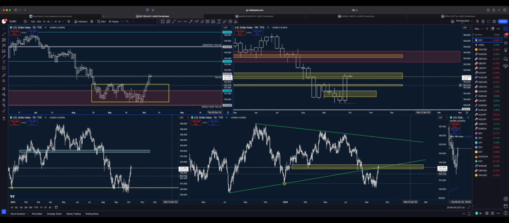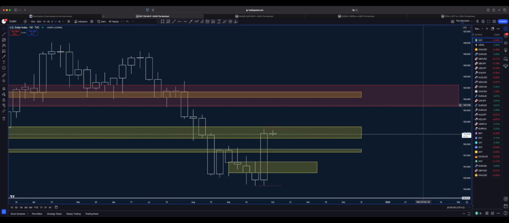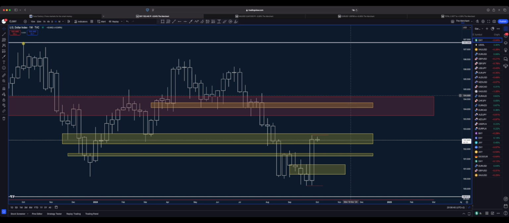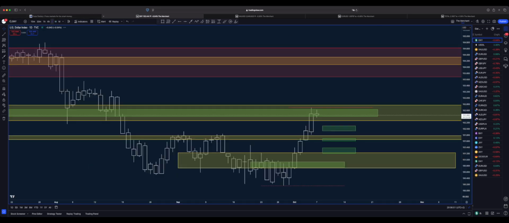Now let's move to this one. I would like to go to this one. So regarding these levels, which you see, just quickly: if the rectangle is red, it's a monthly zone. If it's yellow, it's a weekly zone. And if it's green, as you can see, it's daily.